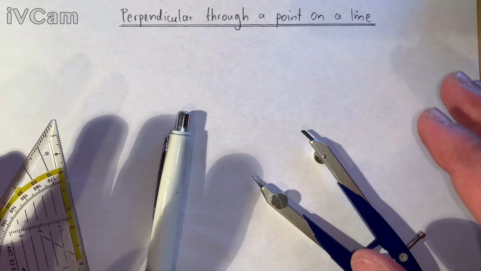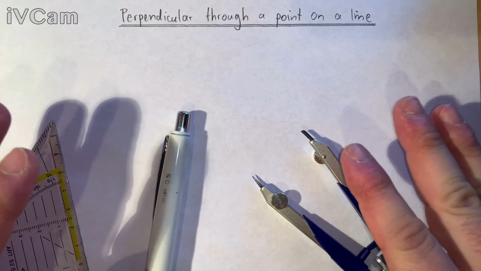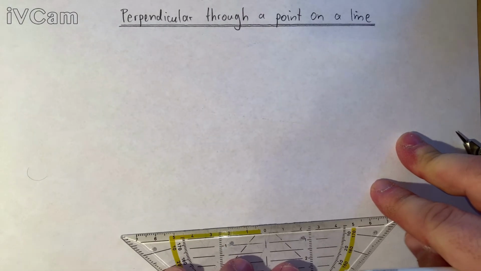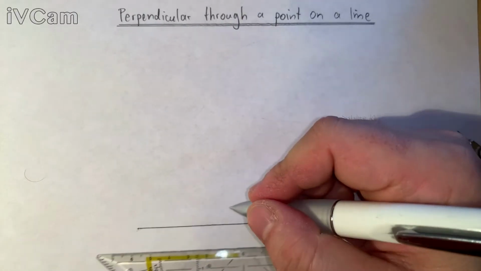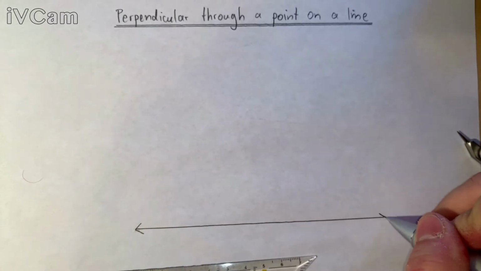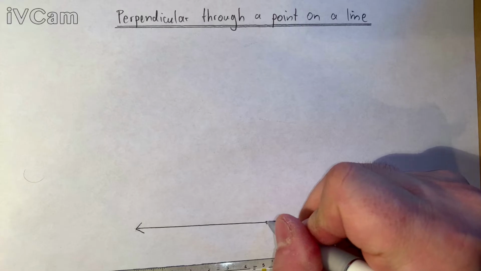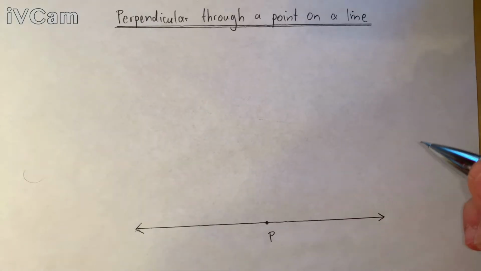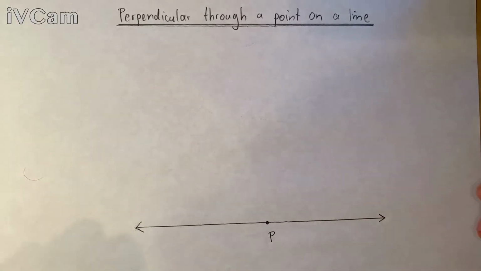So in this video, I'm going to show you how to draw a perpendicular through a point on a line using a compass and a straight edge. So the first thing you want to do is to draw a line here using a straight edge. So let's also label the arrows here on the right and the left. And now we want to specify a point on the line. Let's call it point P. And our goal is to draw a perpendicular through that point that is perpendicular to the line.